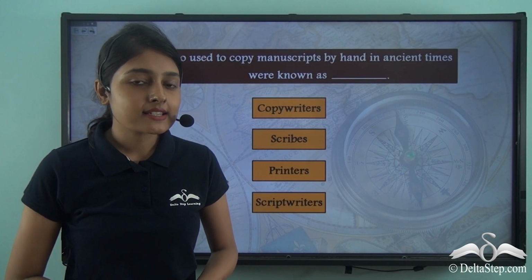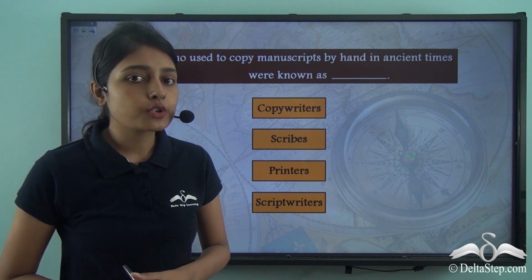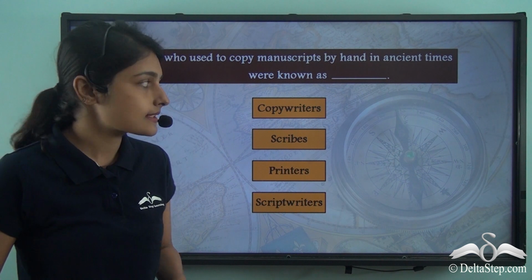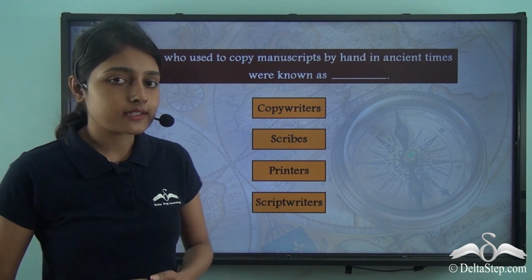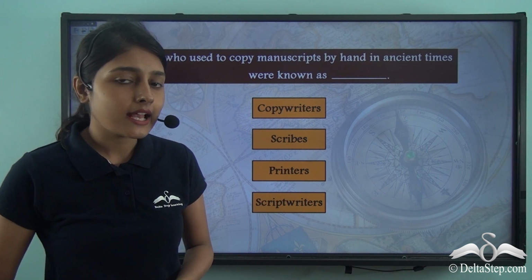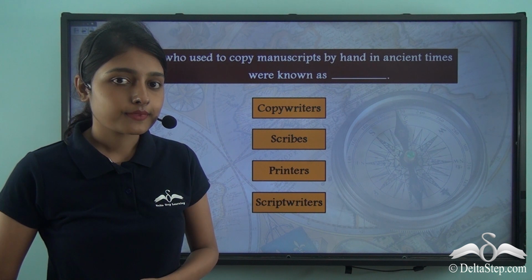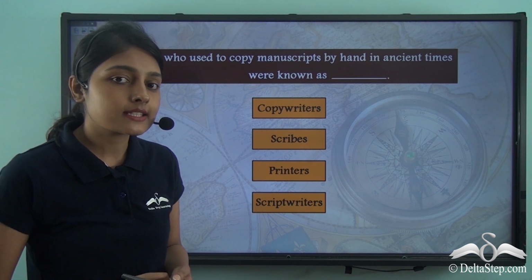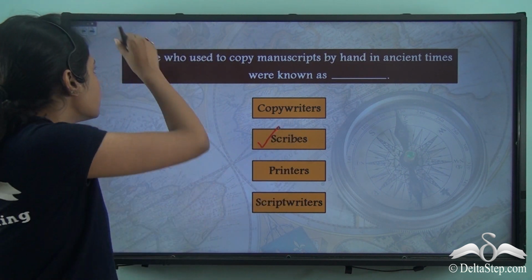Before proceeding with this lesson, let me ask you a question. People who used to copy manuscripts by hand in ancient times were known as copywriters, scribes, printers, or script writers. Will you be able to help me with an answer to fill in this blank? Well, people who used to copy manuscripts by hand in ancient times were known as scribes.